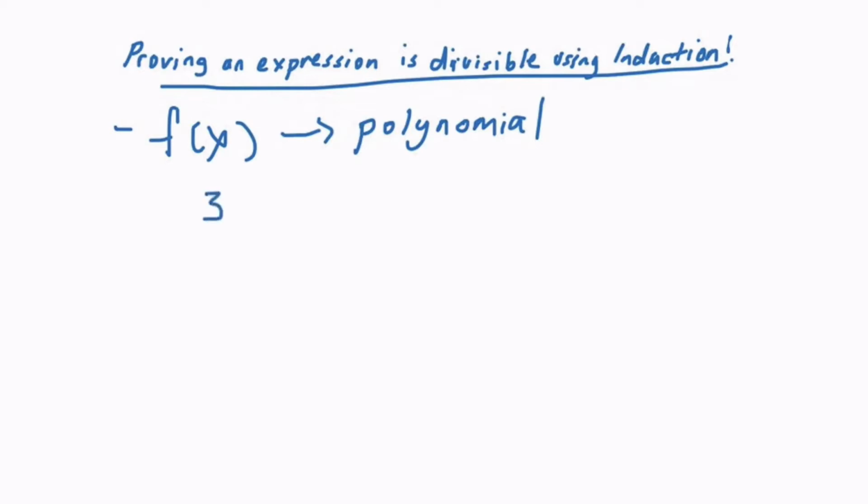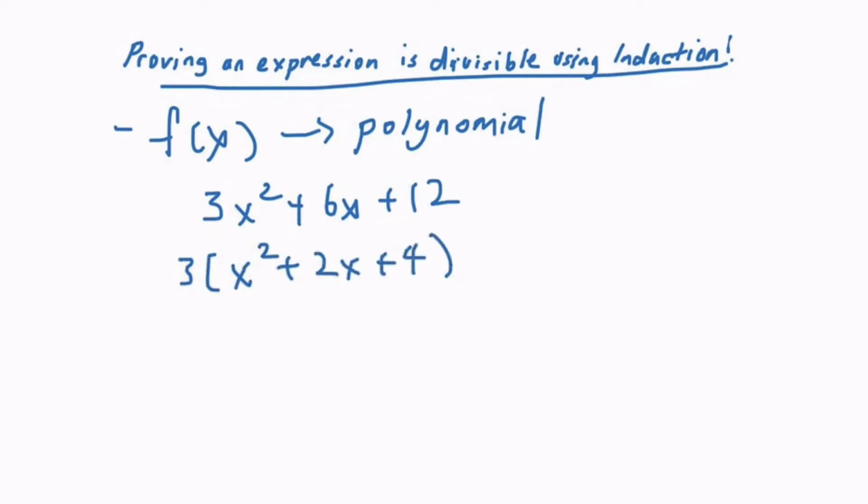So let's say we have the polynomial 3x squared plus 6x plus 12, and for some reason we needed to prove that this is divisible by 3. Well, that's super easy to do. We can just factor out a 3, and we're left with x squared plus 2x plus 4, which is clearly an integer if x is an integer. When you divide the entire thing by 3, you're just left with x squared plus 2x plus 4, and you've basically proven that it's divisible by 3.